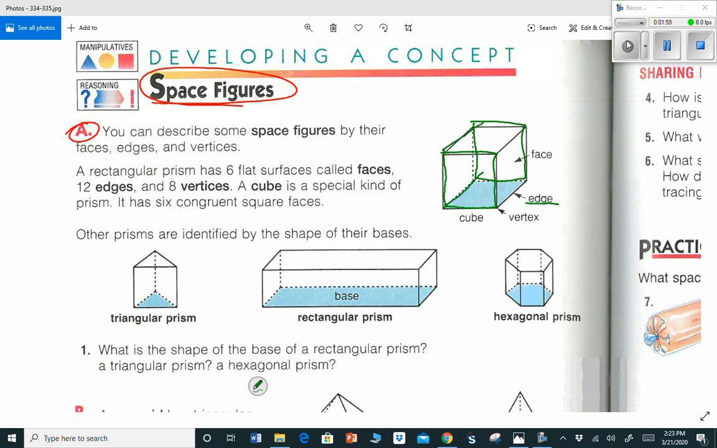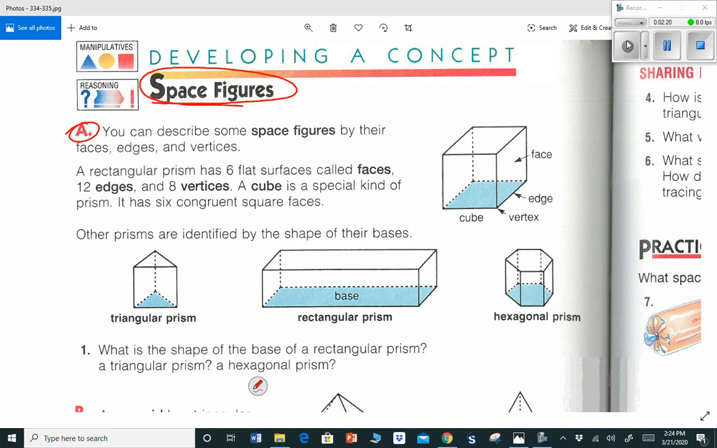1, 2, 3, 4. So did you figure out how many that was? Did you keep track? It was 4, 4, and 4. So that makes 12 edges. So we've got 6 faces, flat surfaces, 12 edges, lines where 2 faces come together.